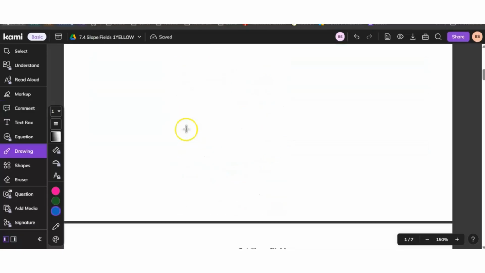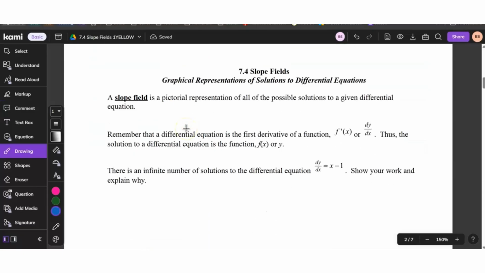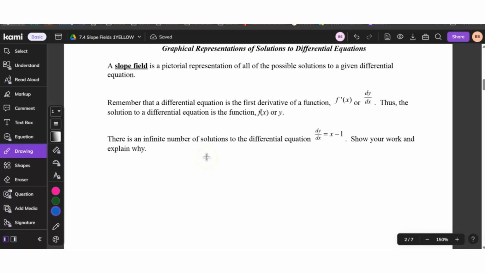Good. All right, so now we're going to do the slope fields. So this is a pictorial representation of every possible solution. Okay? So remember, a differential equation is the first derivative of a function, or like f prime or dy dx, or all the different ways that we've said it. So there's an infinite number of solutions to this differential equation.